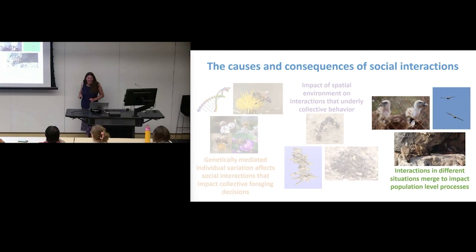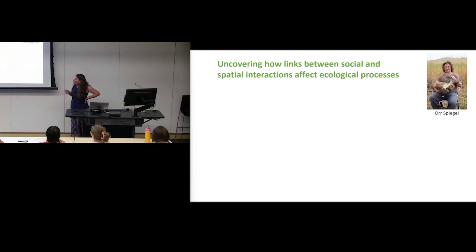When thinking about these interactions in different situations, almost 8 years ago, I met a movement ecologist, Orr Spiegel, who's also really interested in social networks. I don't hold it against him, but he studies birds, specifically vultures. We started talking and thinking about these social interactions and how the spatial environment influences their movement and how that influences how they interact. We wrote a grant together and got funding to study the links between social and spatial interactions and how they influence ecological processes in this species of vulture in Israel.